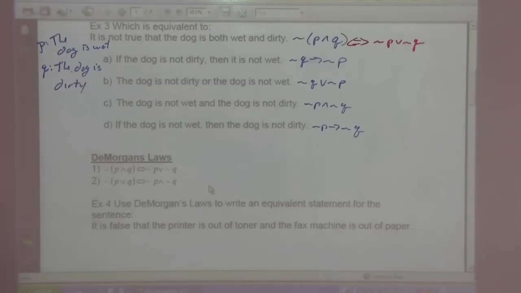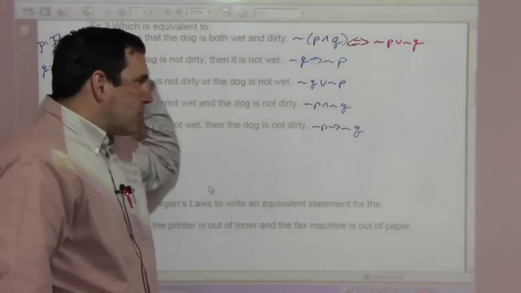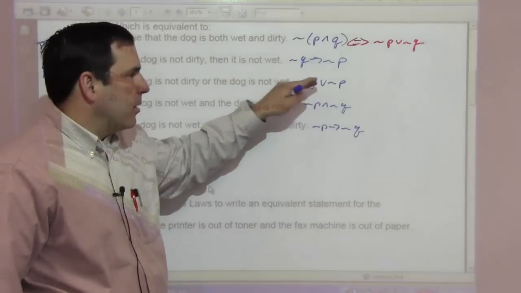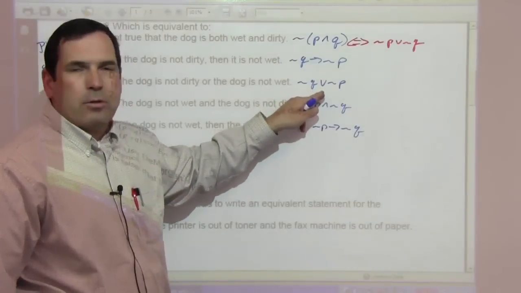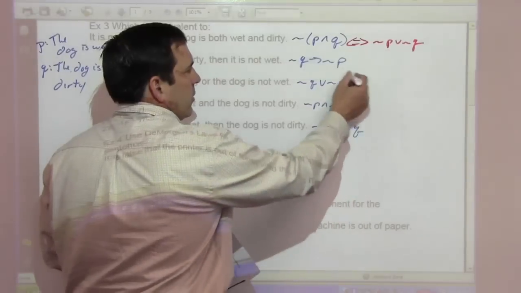So I'll give you a couple seconds to figure out which of these statements would be not P or not Q. And you might say none of them are. Well, one that's really close is this one here, and I would argue that P or Q is the same as Q or P. So this one is going to be equivalent to it.